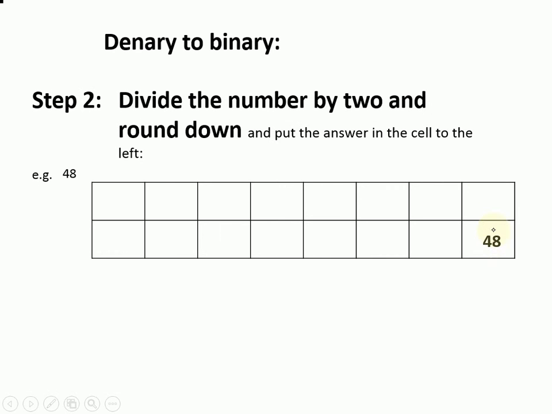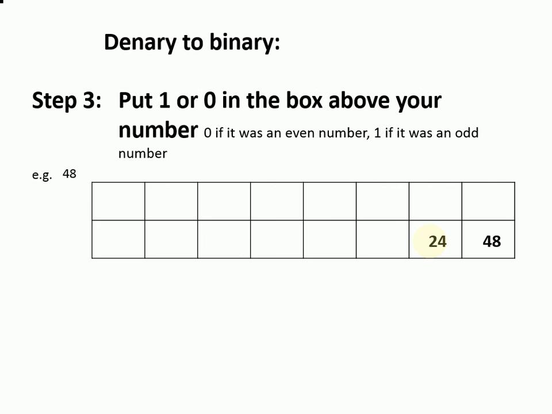So the second stage is to divide your number by 2 and round down. For example, 48 divided by 2 is 24, which goes exactly, so you don't have to do any rounding down. Step 3 is to put either a 0 or a 1 above your original number. You put a 0 if your number is even, as in you didn't have to round down, or you put a 1 if your number is odd and you did have to round down. So here 48 is an even number, which means when you half it to 24, we didn't have to do any rounding down, so it's a 0 here.